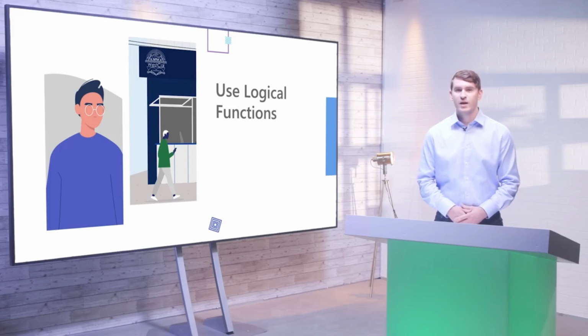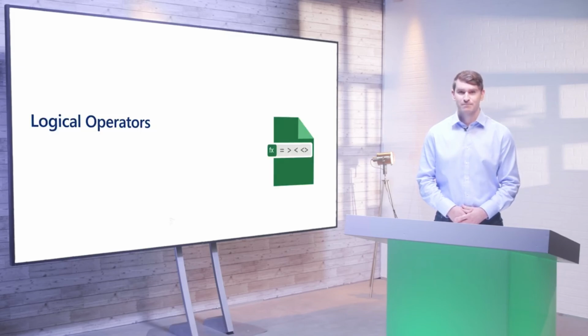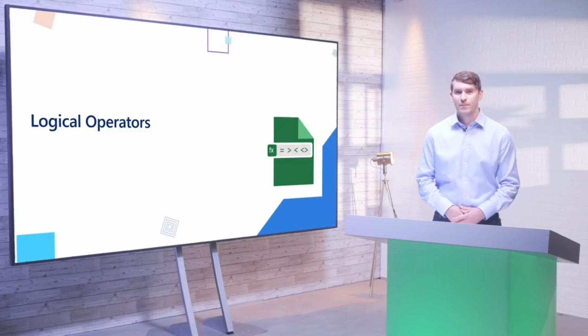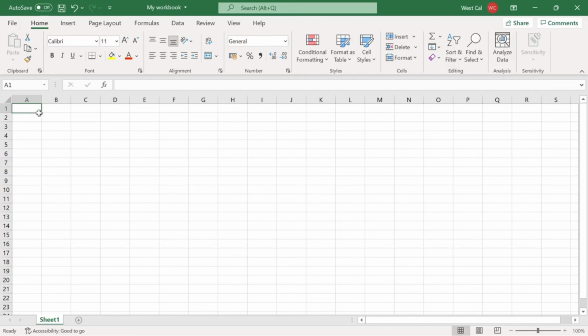Logical functions also allow you to perform calculations when certain conditions are met. Let's take a look at the logical functions that are available in Excel 365, including the AND, OR, and IF functions. Logical operators are used to compare two values against one another to see if they meet a specified logical condition. For example, should the values meet the logical condition 2 is greater than 1, then the output would be the logical value of true.